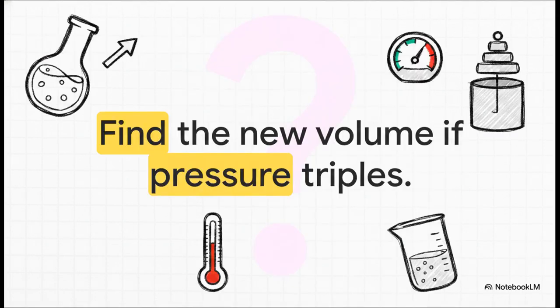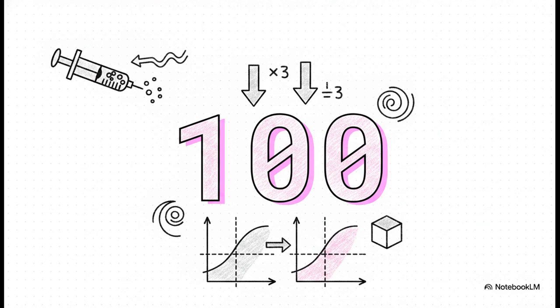Okay, let's test your newfound mastery with a quick quiz, just to make sure these concepts are really sticking. Imagine a gas has a volume of 300 cubic centimeters. Its pressure is tripled while its absolute temperature remains constant. So find its new volume. I'll pause for just a moment while you apply the logic we just went over. All right, let's see how you did.